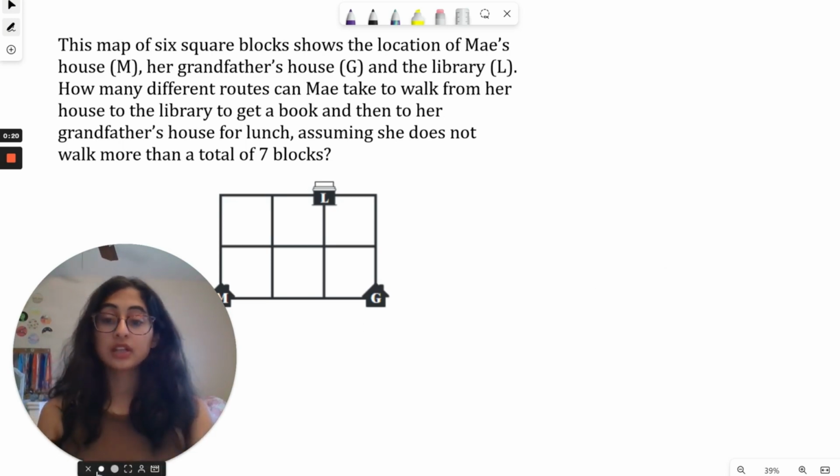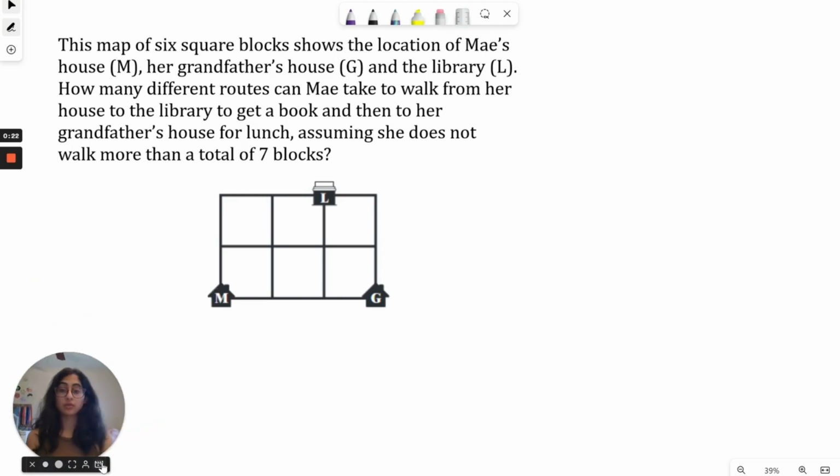7 blocks. Now, first let's just look at our restriction. What does that really mean? She can't walk for more than a total of 7 blocks. Well, think about this. If she's going from her house, M, to the library, L, it's going to be 4 different blocks minimum because she has to go right twice and up twice as well. It doesn't matter what order she does it in.